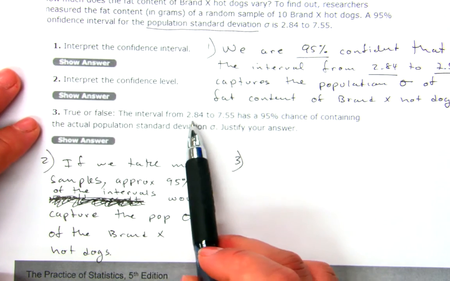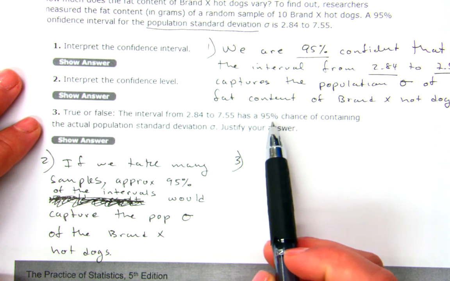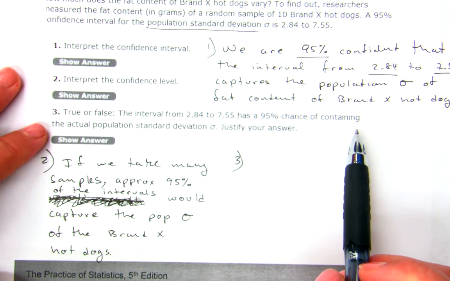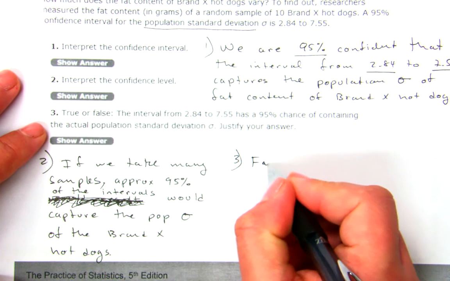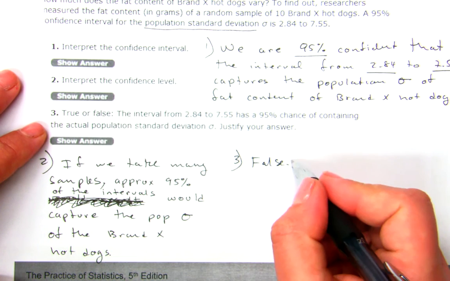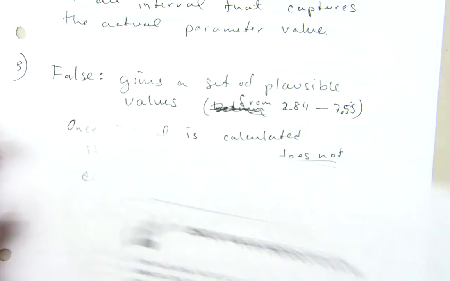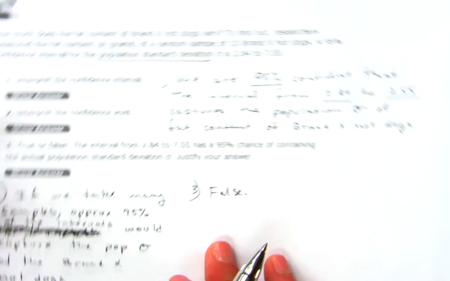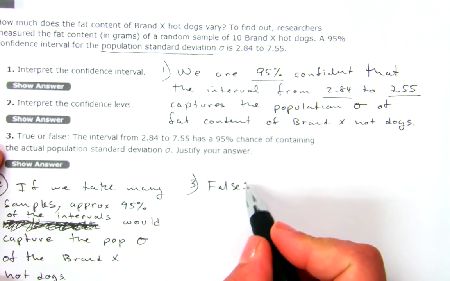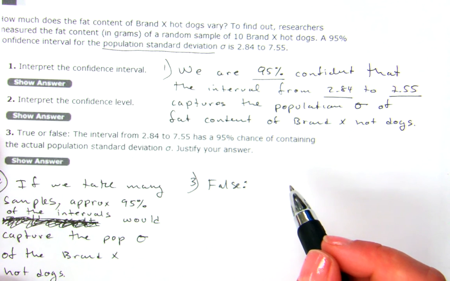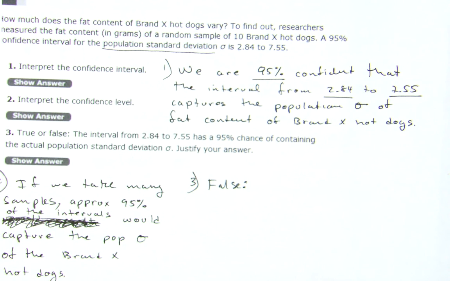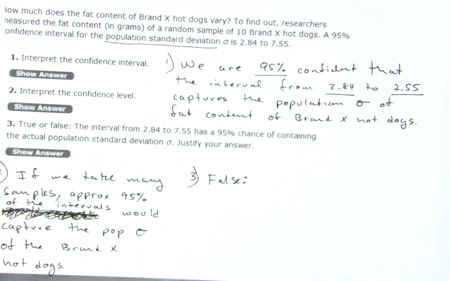True or false? The interval from 2.84 to 7.55 has a 95% chance of containing the actual population standard deviation. Justify your answer. It's actually false, okay? Because the best way to say it is, it gives a set of plausible values. So it's not exactly true. The best way I can interpret this one, because the book actually did a really good job of explaining this one really quickly. Actually, no, the slides did.